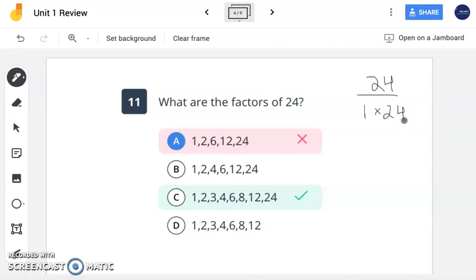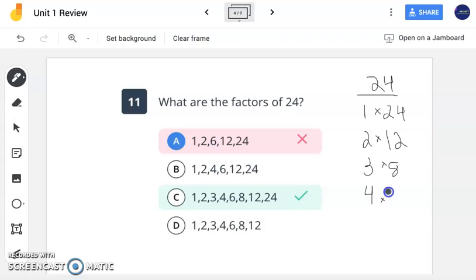I also notice that 24 is an even number. So if it's an even number, that means 2 is a factor. So 2 times some number gives me 24, and that is 12. I also happen to know, wow, 3 times 8 is 24. And in fact, 4 times 6 is also 24.